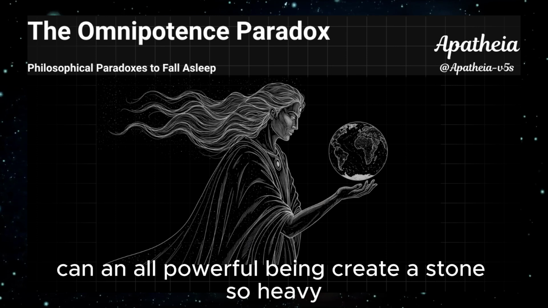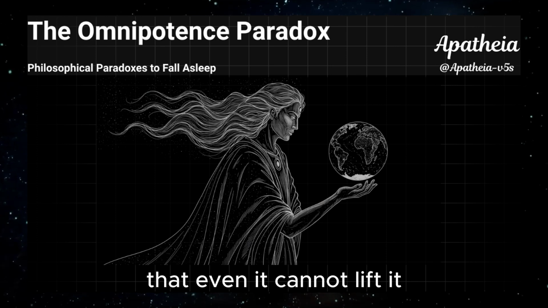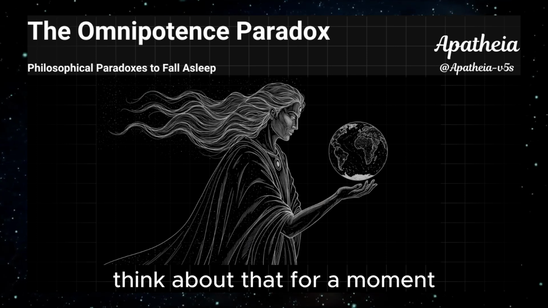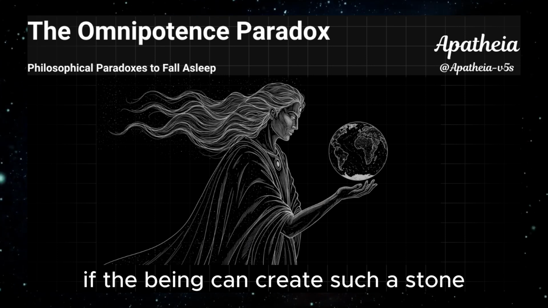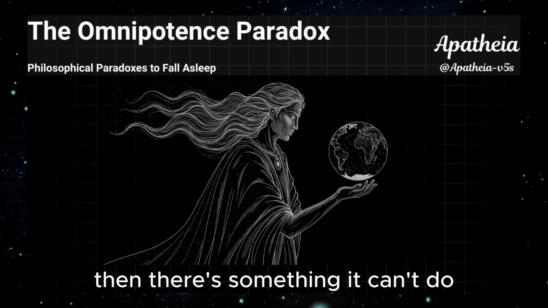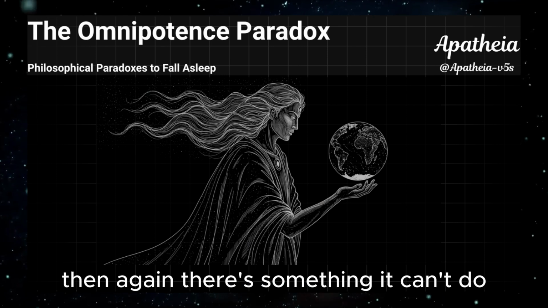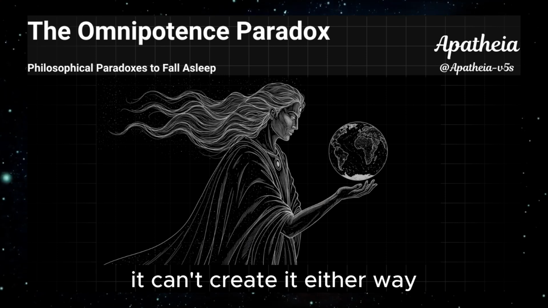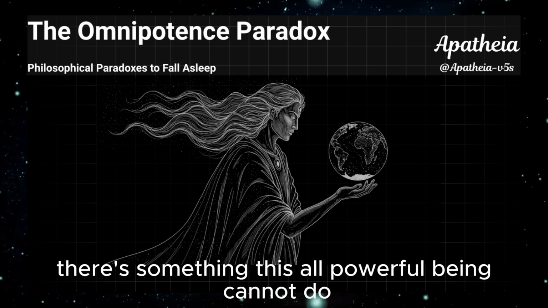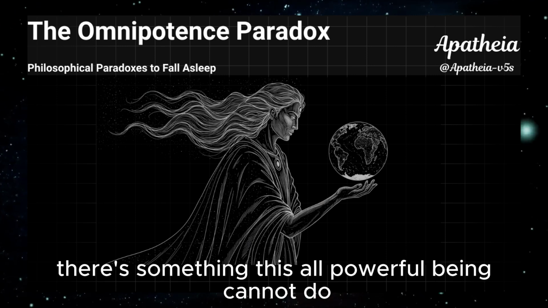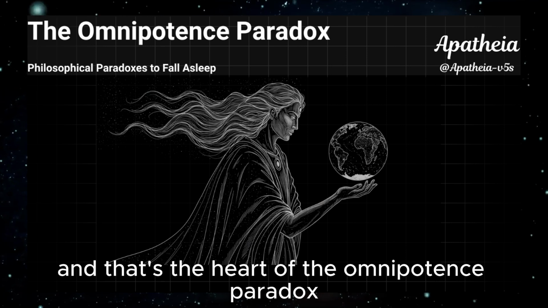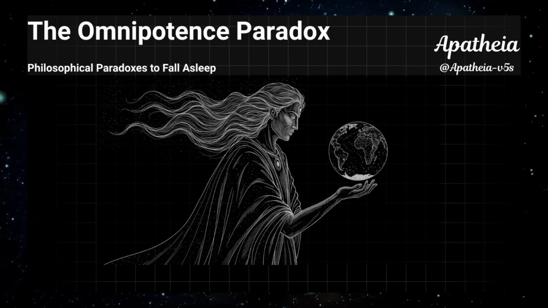Can an all-powerful being create a stone so heavy that even it cannot lift it? Think about that for a moment. If the being can create such a stone, then there's something it can't do. It can't lift it. But if it can't create the stone, then again there's something it can't do. It can't create it. Either way, there's something this all-powerful being cannot do. And that's the heart of the Omnipotence Paradox.